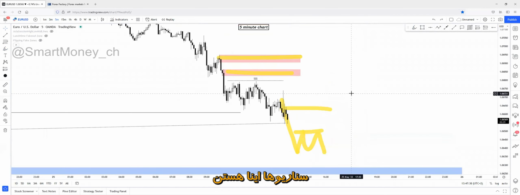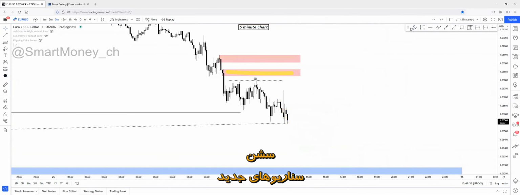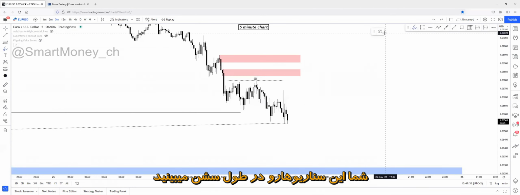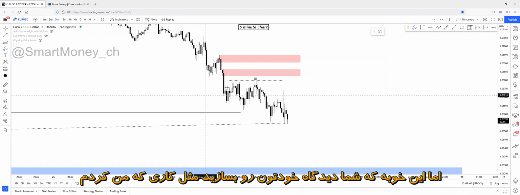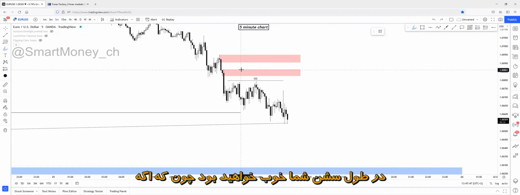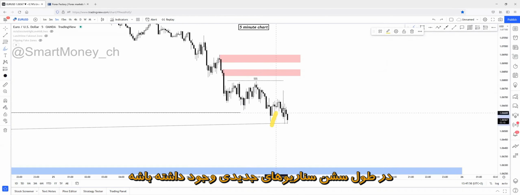These are the scenarios. New scenarios will be lined up during session. You will see new scenarios during the session. So you have to implement your narrative. You have to add new things to your narrative that you built before the session. But that's fine. If you build a narrative just like I did during the session, you will be fine because there will be a new scenario.